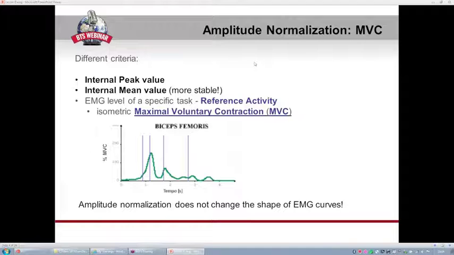Well, you should remember from the first lesson that different criteria can be used to perform amplitude normalization of the signal. The peak value can be considered as a reference value, for example. Otherwise, one more stable criterion that is suggested could be to use, instead of the peak, the mean value as a reference. This is what we covered during the first lesson. I would like to conclude about that now with another widely used criterion for amplitude normalization, that is the normalization with respect to the maximum voluntary contraction value.